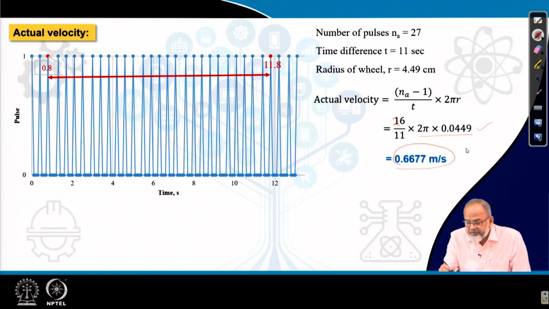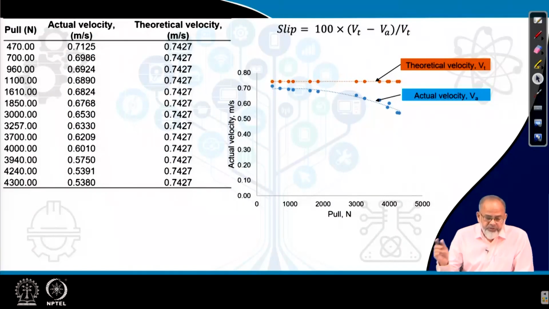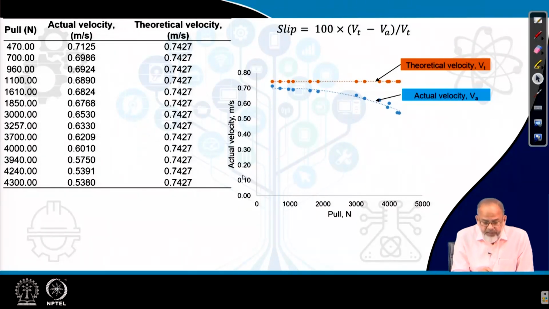So, after getting these two values, theoretical velocity and actual velocity, the next thing is how to compute slip. I have measured pull, I have measured actual velocity, and the theoretical velocity. So, from this data, when I plot actual velocity versus pull, with pull on the x axis and actual velocity on the y axis, then what you can observe is, in case of theoretical velocity, it is almost constant, whereas in case of actual velocity, it is going down.